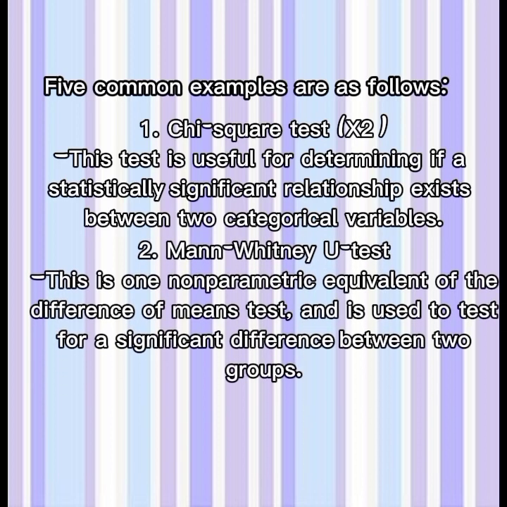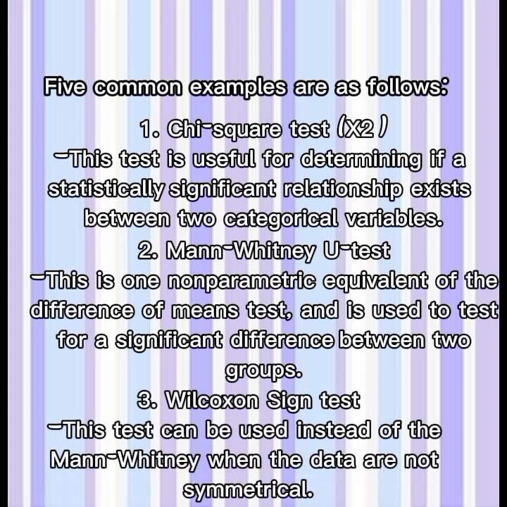2. Mann-Whitney U test. This is one non-parametric equivalent of the difference of means test and is used to test for a significant difference between two groups. 3. Wilcoxon sign test. This test can be used instead of the Mann-Whitney when the data are not symmetrical.